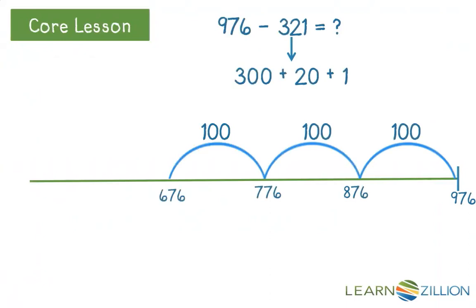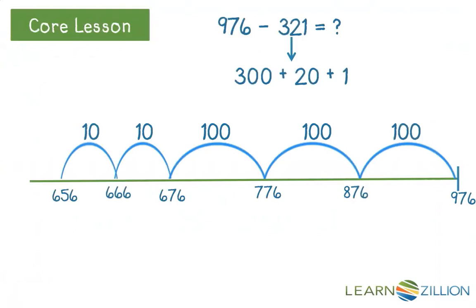Now I'm taking away 2 tens. My tens jumps are going to be smaller than my hundreds jumps because 10 is smaller than 100. So I'm making 2 tens jumps. So 10 less is 666, and 10 less than that is 656.